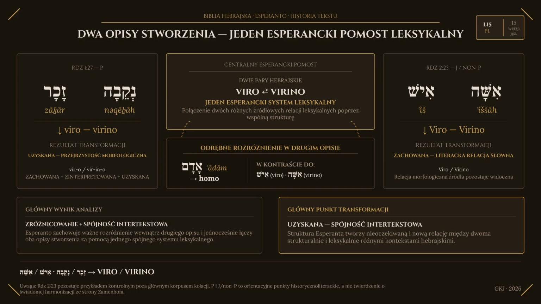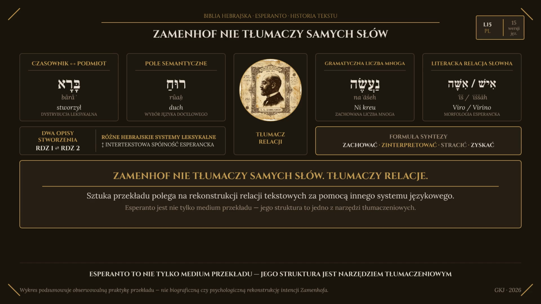Zamenhof used Esperanto to create a cohesive lexical bridge. By linking different Hebrew terms like zakar/neqibah and is/isa through the structure viro/virino, he maintained intertextual consistency across different descriptions of creation. Ultimately, Zamenhof's work shows that translation is the reconstruction of textual relationships.